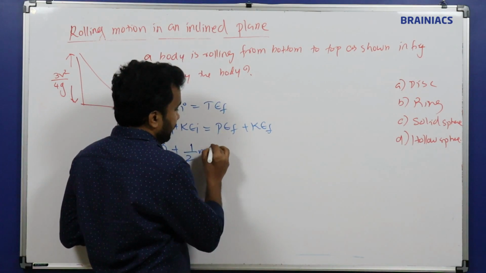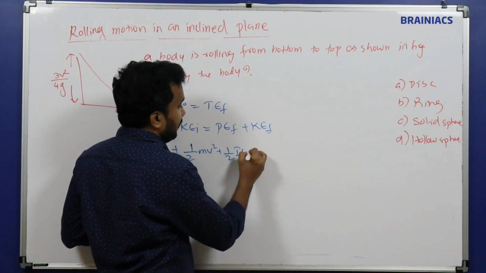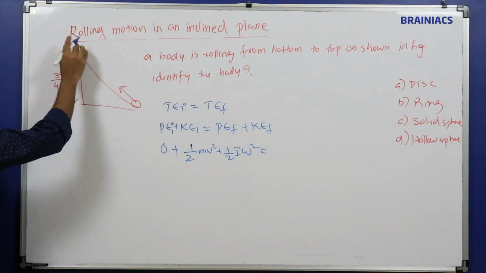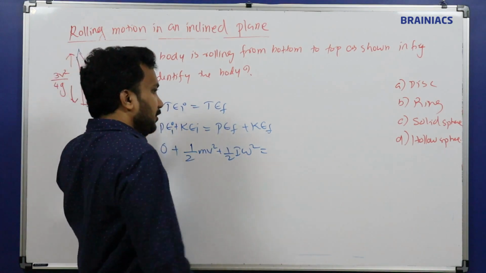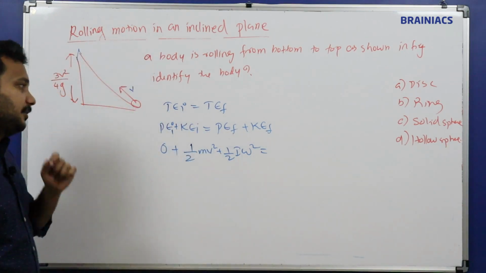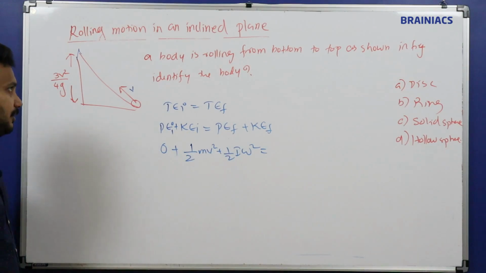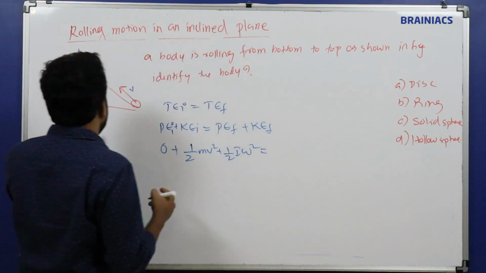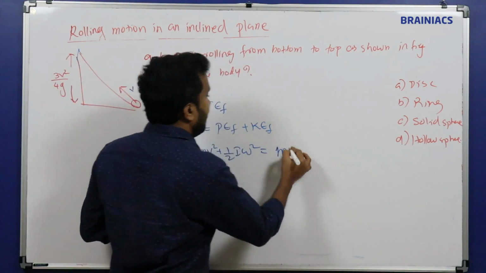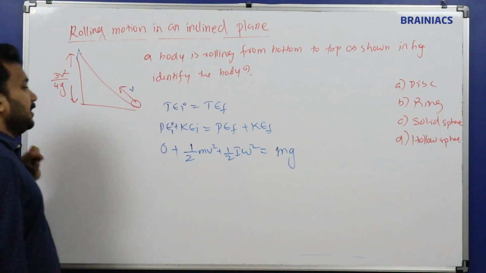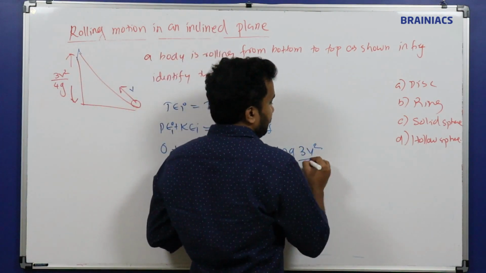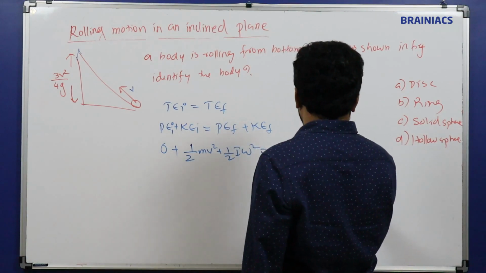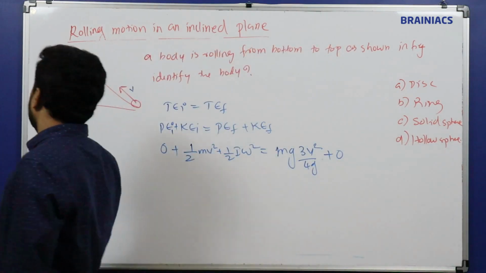So half mv square plus half I omega square is equal to the energy at the final point, where it reaches the top. At the starting point we are giving a velocity called v, so a rolling motion will be there. The body is rolling from the bottom position. So the potential energy is mgh, at the highest point, where h is given as 3v square by 4g. So mgh, and there is no kinetic energy at the end, since the velocity is 0 at the topmost point.